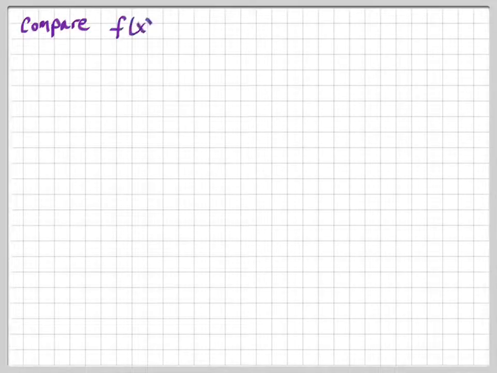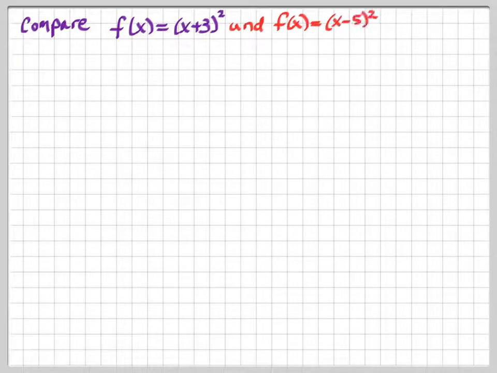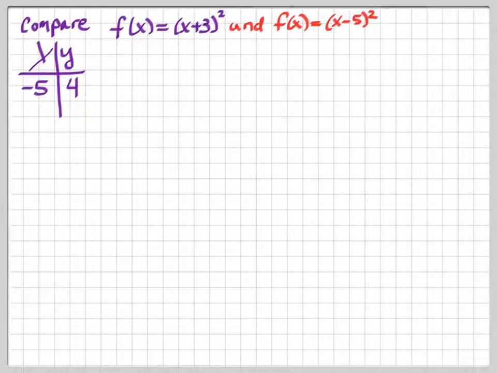We're going to compare f(x) = (x + 3)² and f(x) = (x − 5)², and I'm going to look at the graphs of both of those. So in this first section, we're just going to plot some points. If I plug negative 5 into f(x) = (x + 3)², I'll do all of that in purple, and I'll do all the other one in red.